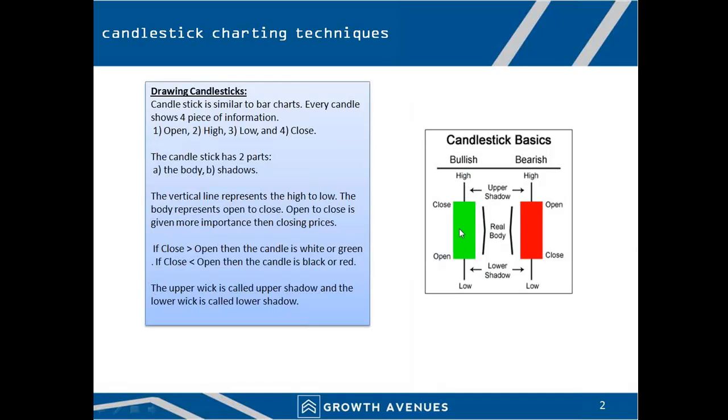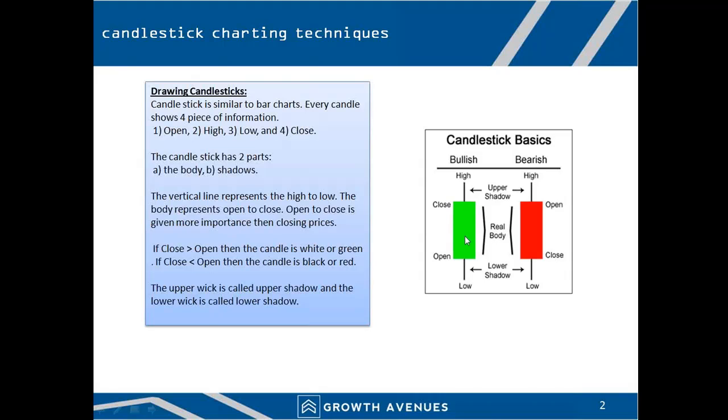So you've got the wick of the candle, and this portion is called the body of the candle, or the real body. The shadows placed on the upper side are called the upper shadows, and the shadows placed below the body are known as the lower shadow. Now you can notice that the portion between the opening price and the closing price is widened, and this widening is what gives it the shape of a candle, and hence the name candlestick charts.